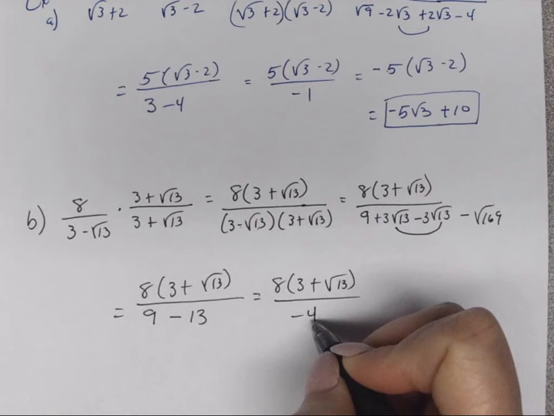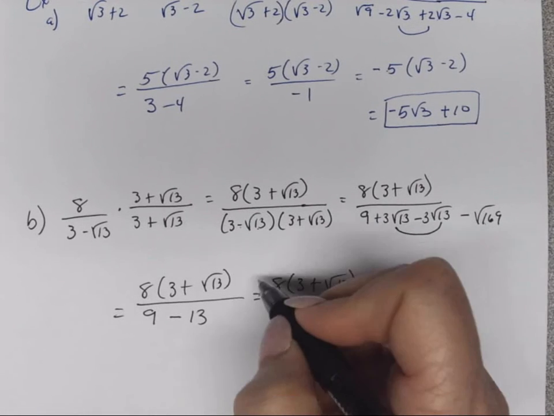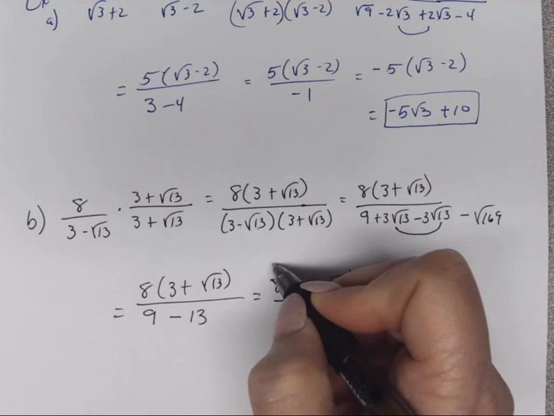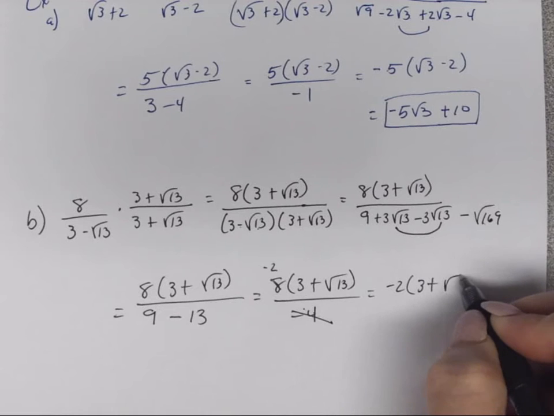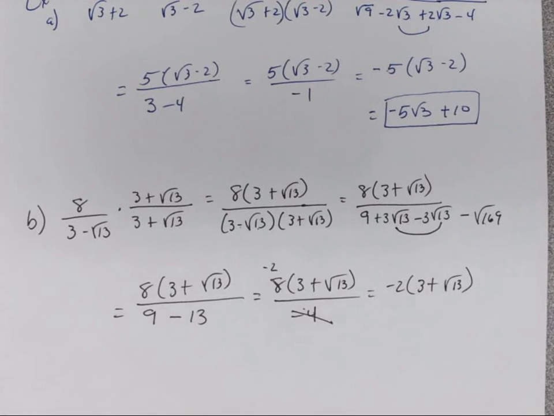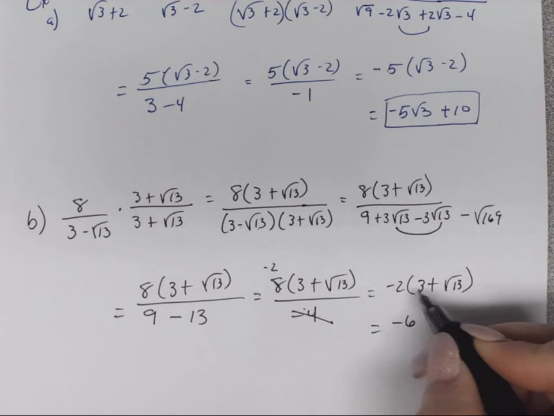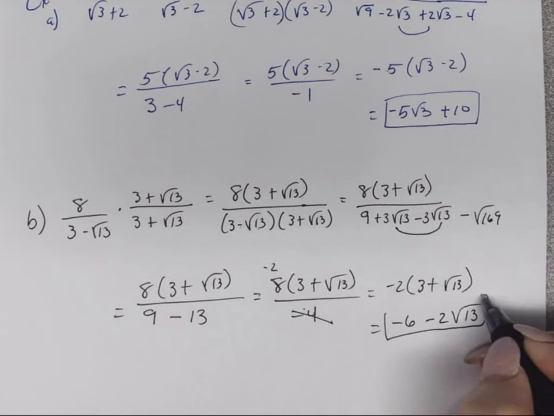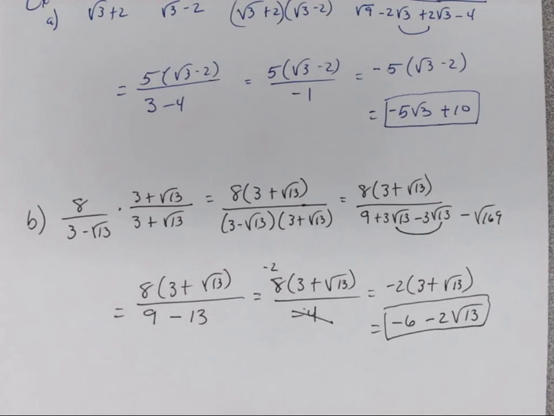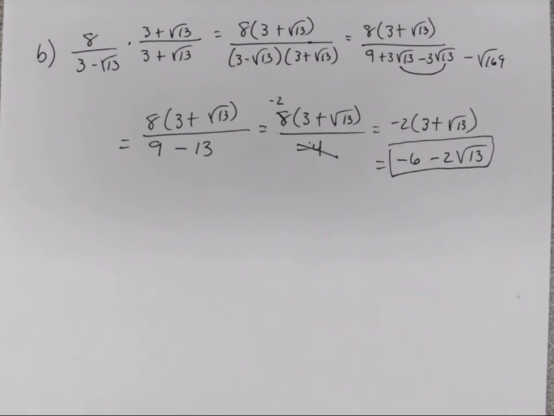All right, so 8 divided by negative 4, so negative 4 will go into our 8 and leave us with a negative 2. So we end up with negative 2 times 3 plus that square root of 13, which if we multiplied that out, we would get negative 2 times 3 would be negative 6 minus 2 square roots of 13. So depending, again, how they want your answer in your homework, you'll either distribute it or not. All right, so we have one more problem.